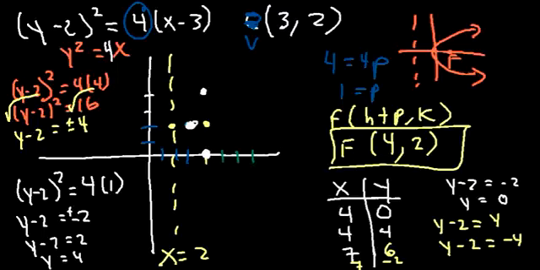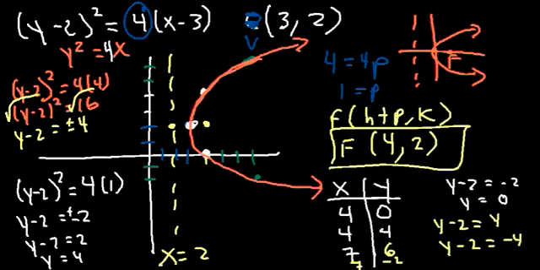So we need to go to 7. And at 7, it's going to go up to 6, which is over here. And it's going to go down to negative 2. So that's enough points to get a rough sketch for this graph. And that's how it looks like.